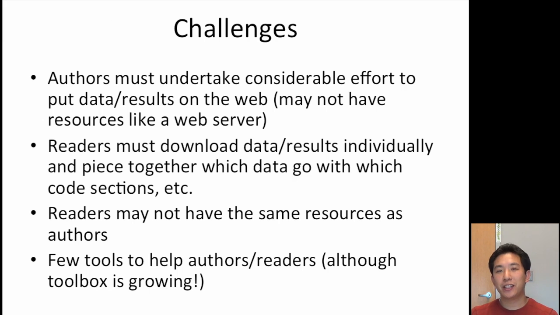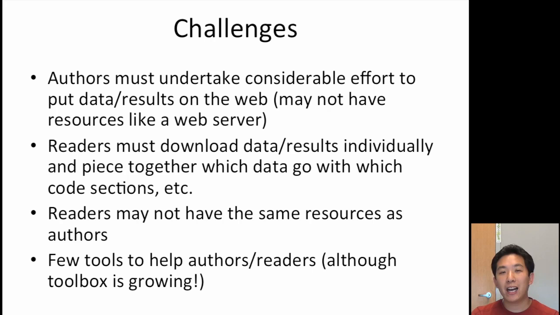So some of the challenges that are out there right now are that authors of research have to undergo considerable effort to make their results available on the web. To publish data, to publish code is not necessarily a trivial task. And although there are a number of resources available now that were not available even 5 years ago, it's still a bit of a challenge to get things out there on the web. Furthermore, even if things are out there, readers have to download the data, they have to look at the results, they have to download the code, they have to piece things together, usually by hand, and it's not always an easy task to put these things together.